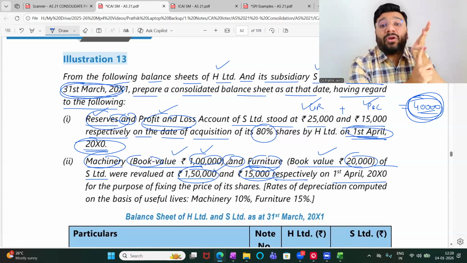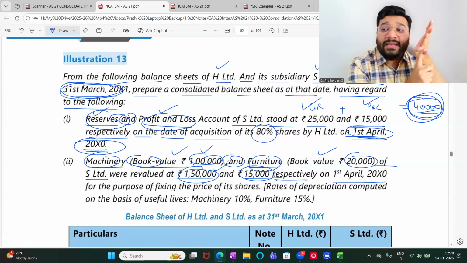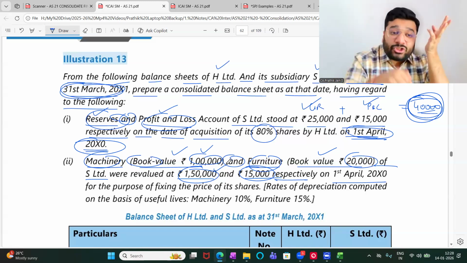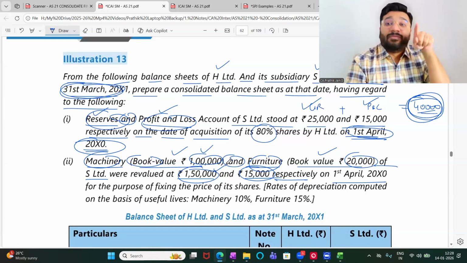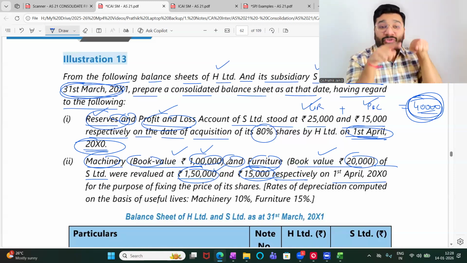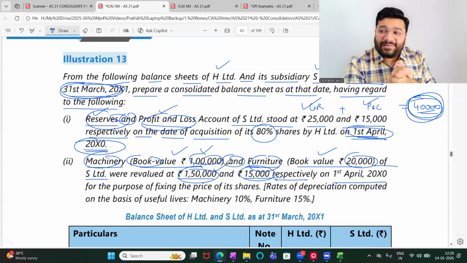Goodwill and CR is calculated on which date? Date of acquisition. For goodwill and CR, what do we need? Investment on date of acquisition and net asset on date of acquisition. To have a proper net asset on date of acquisition, revaluation should be done when? On date of acquisition. So to do revaluation on date of acquisition, what do I need? Book value and market value. So this book value and market value is given on which date?